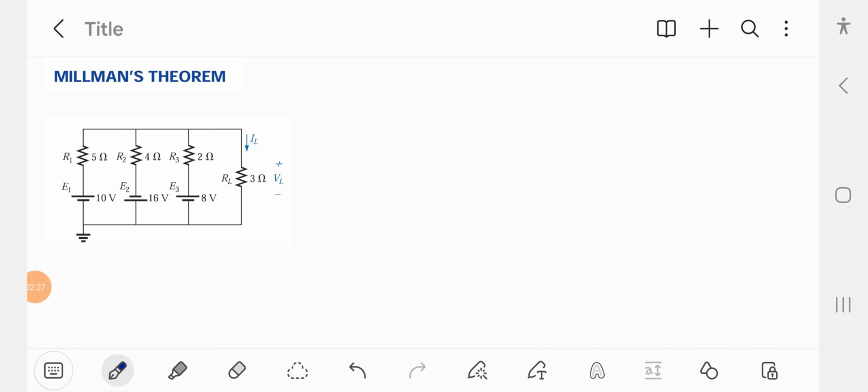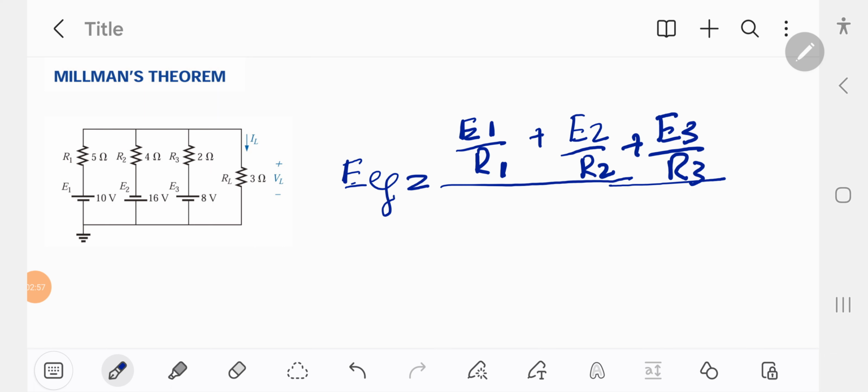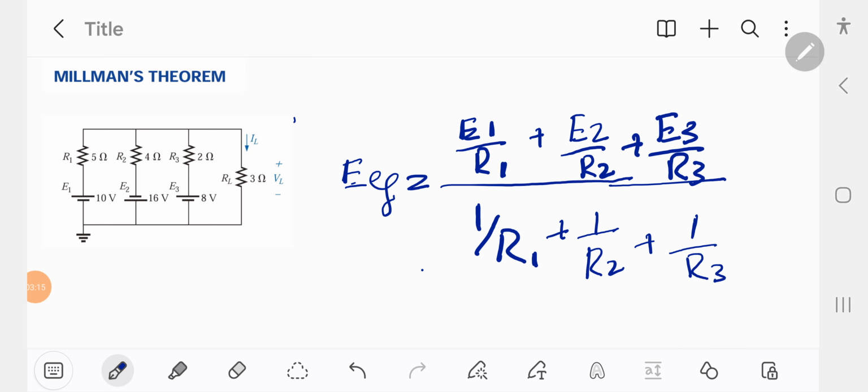So let's start to solve this equation. In this equation, we have I1, I2 and I3, now divided by 1/R1 plus 1/R2 plus 1/R3. Now let's solve all these terms.